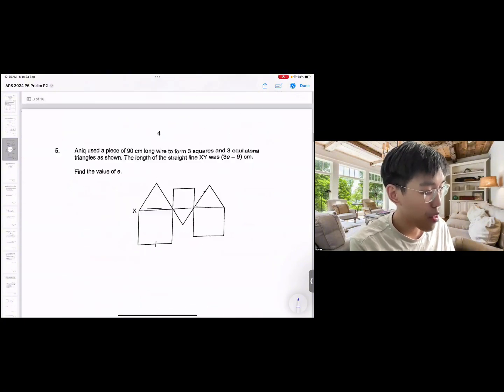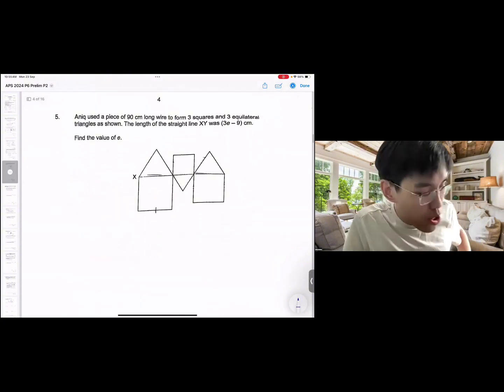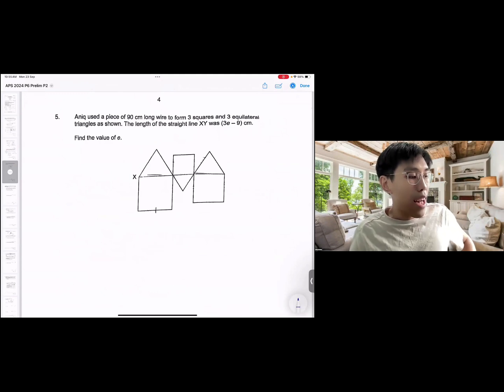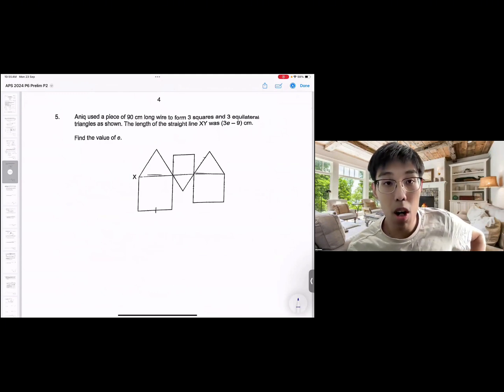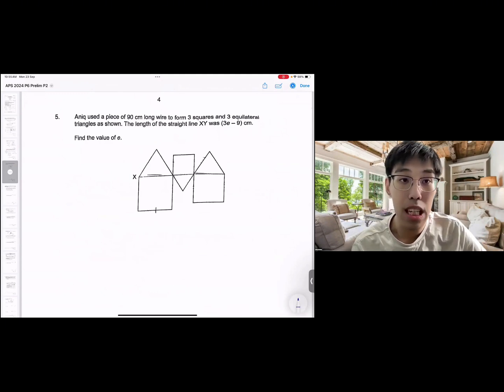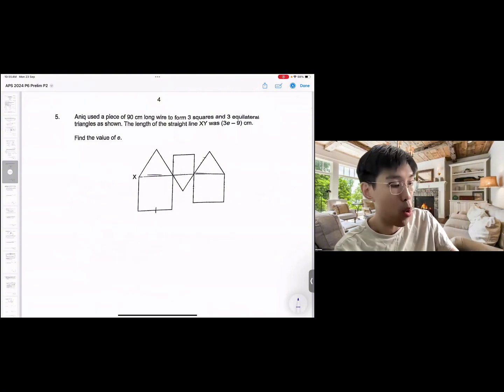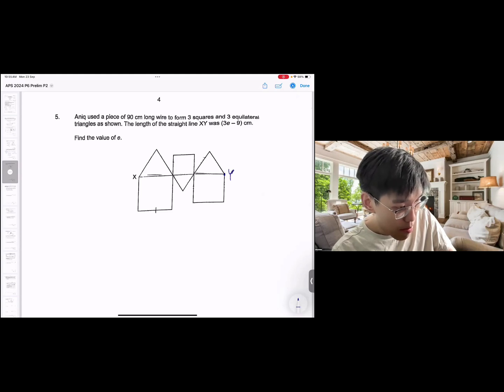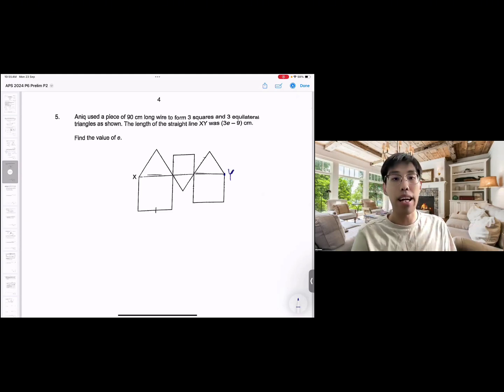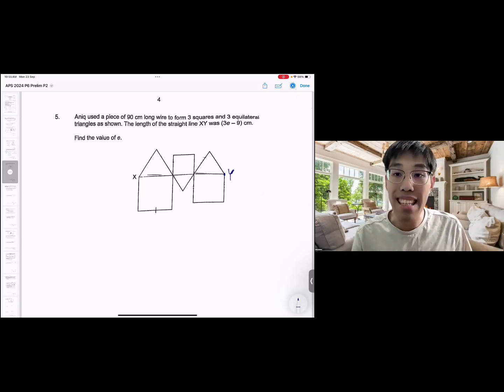Okay, this one is also another one that throws a lot of people, don't know why. Okay, I need to use a piece of 90 cm long wire to form 3 squares and 3 equilateral triangles. The length of XY is 3e minus 9. That means this whole stretch here, here no, Y. The Y is here actually. Okay, Y is here. Okay. So it's 3e minus 9. So find the value of e.